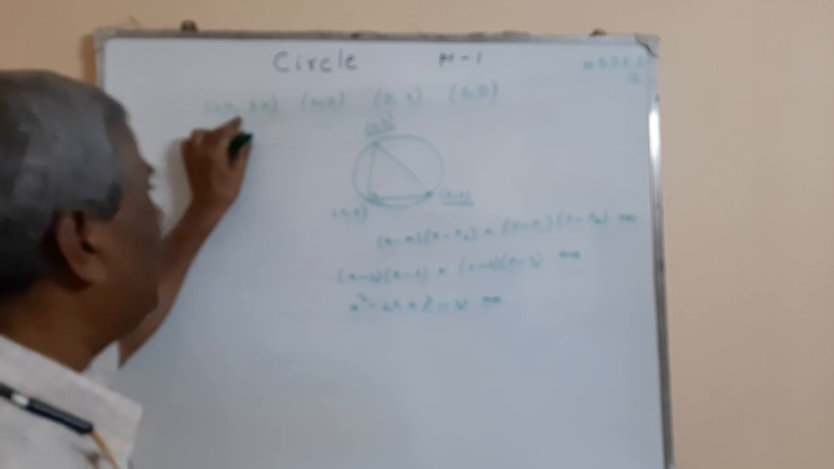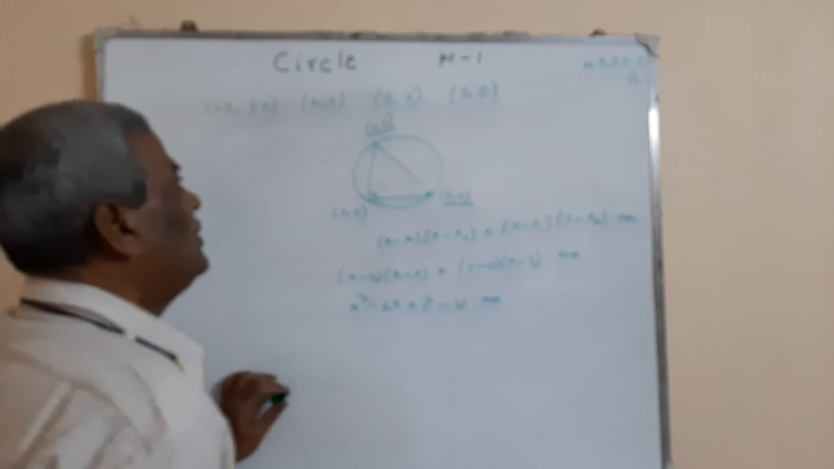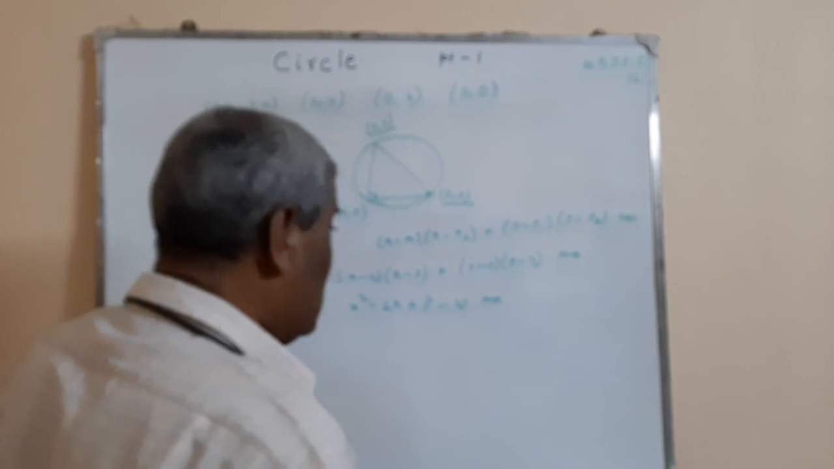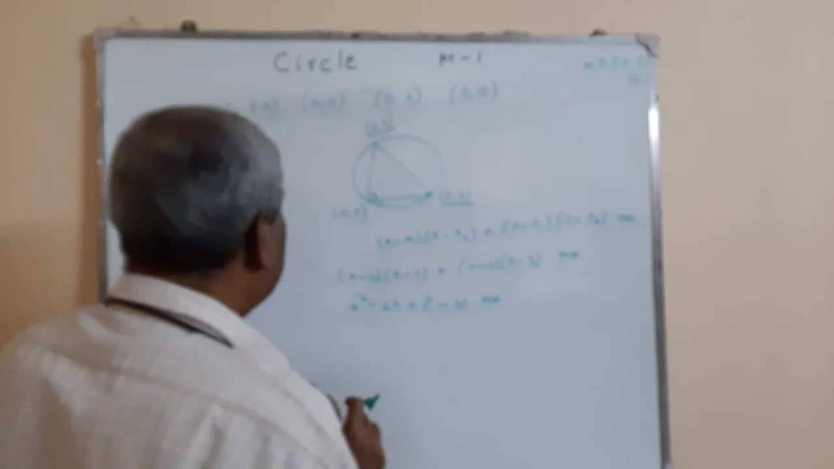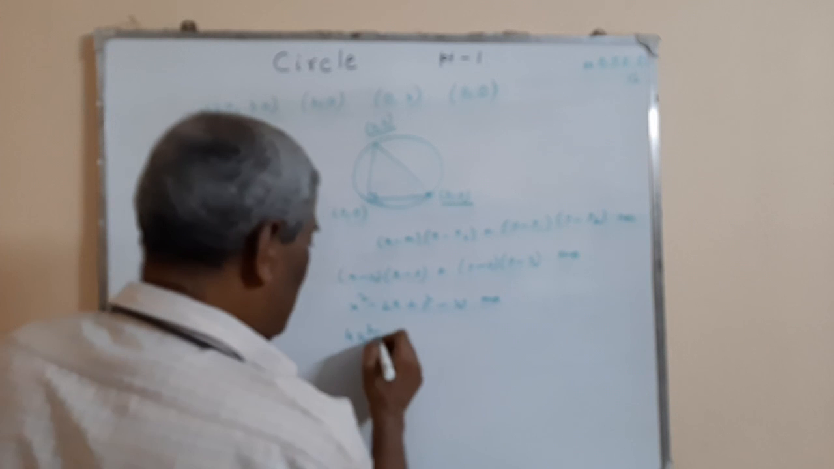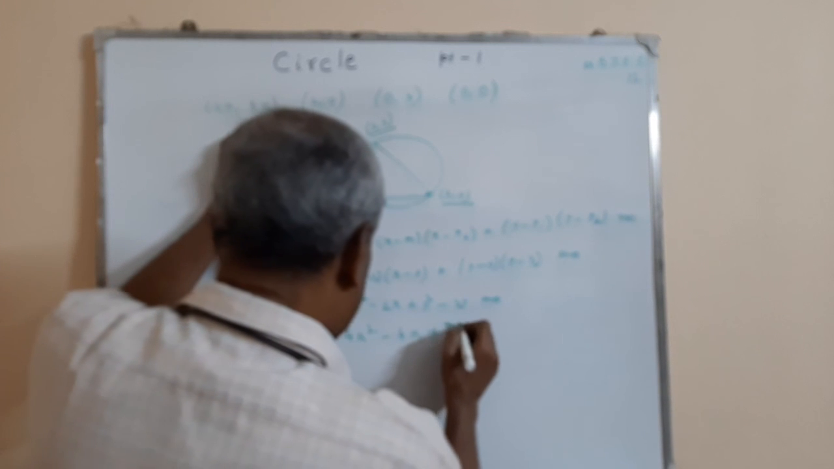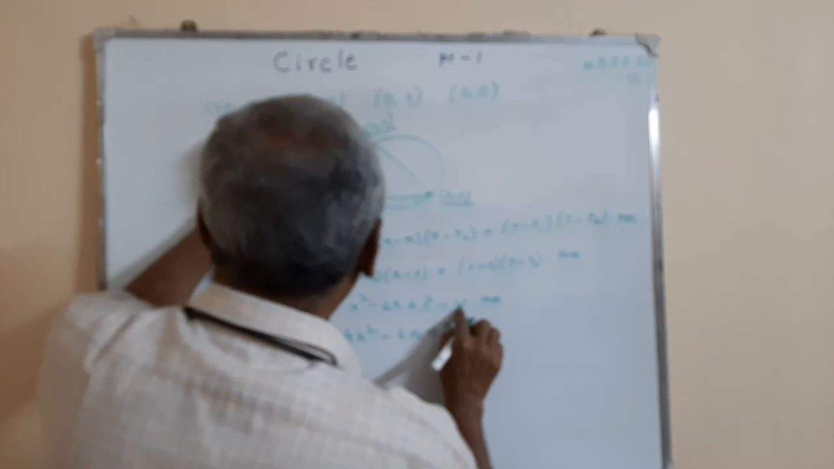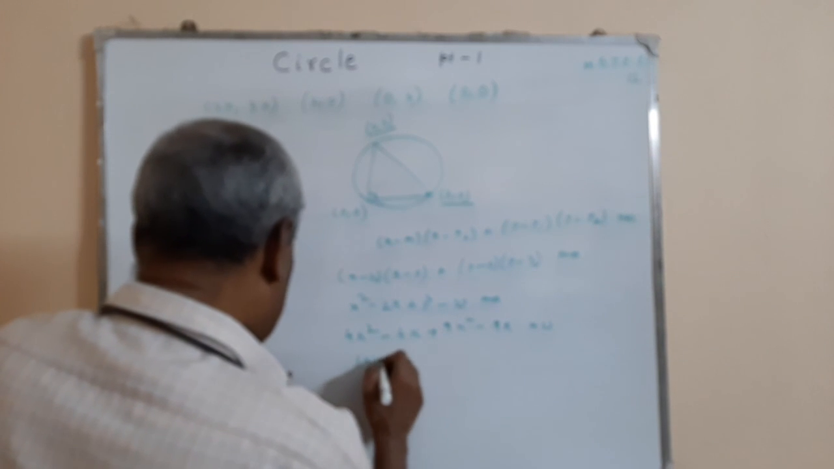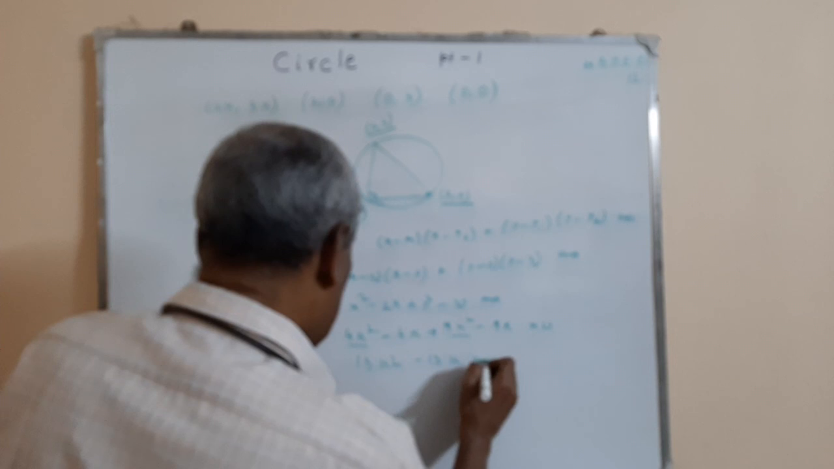Now, given that these 4 points are concyclic, means they are lying on the same circle. So this point must lie on that circle. That is, this point must satisfy that. So that is (2k) whole square, 4k square, minus 4k plus y square means 9k square minus 3 into y means 9k is equal to 0. That is 13k square minus 13k is equal to 0.